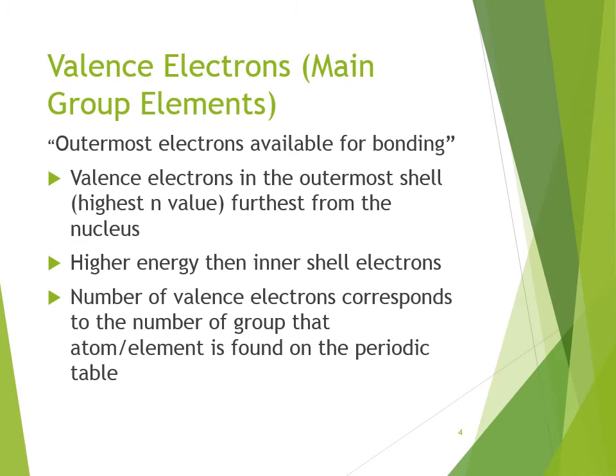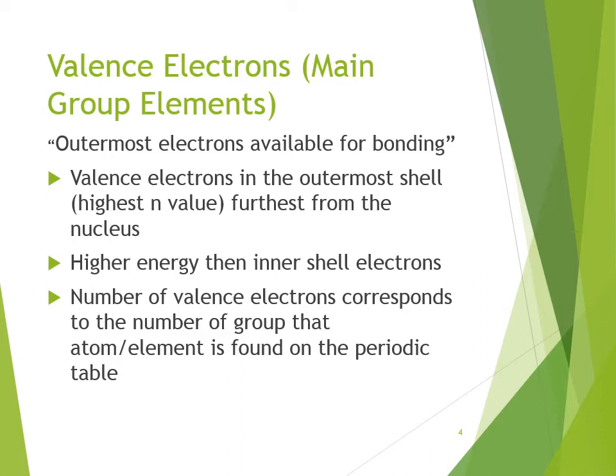Now let's talk about valence electrons. So when we talk about valence electrons, we're only talking about the main group elements, or the representative elements that we looked at on the periodic table when we were looking at groups. The valence electrons are the outermost shell electrons. They have the highest energy level. They have the highest energy level because they are furthest from the nucleus.